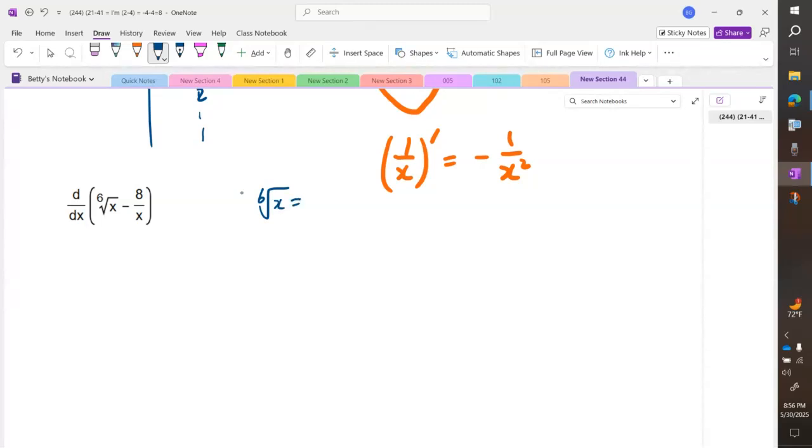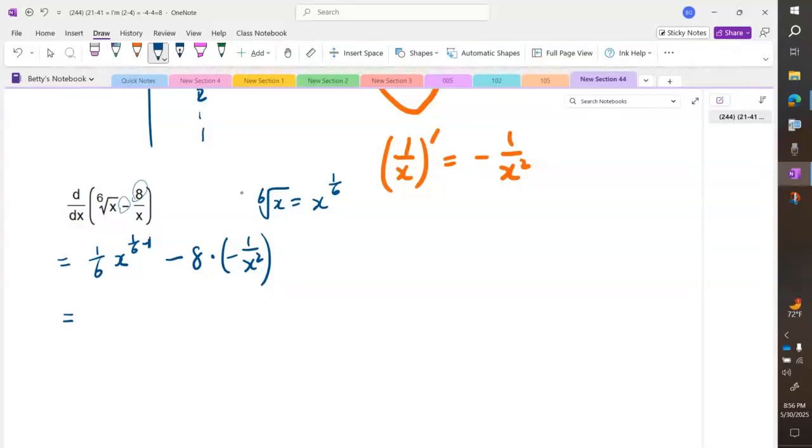the 6th root of x. In exponential form, it is x to the power 1 over 6. So the derivative of the first part of the function is 1 over 6, bring 1 over 6 in front of x, and then raise x to the power 1 over 6 minus 1. And then minus 8 times the derivative of 1 over x, which is negative 1 over x squared. So we keep the negative sign here, keep the 8 here, and take the derivative of 1 over x, which is negative 1 over x squared.